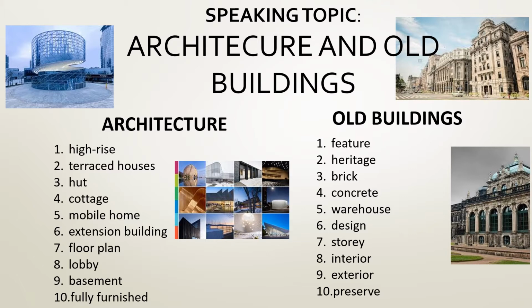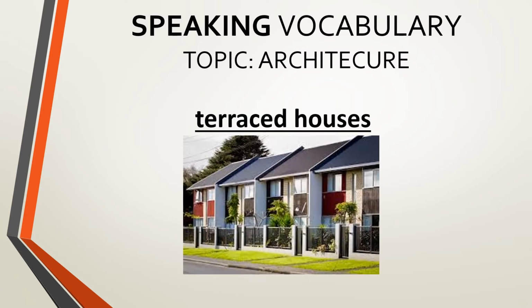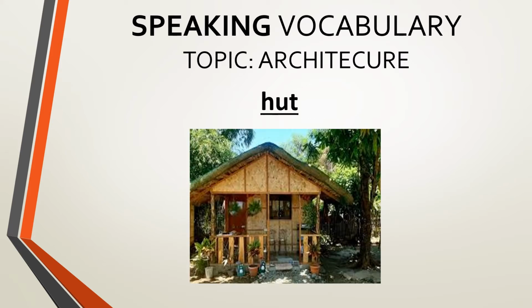Now let us take the first phrase, which is high-rise buildings. These buildings are also called skyscrapers, which have at least 50 floors or stories, and this is the opposite of a terraced house, which looks like this: houses that are attached to each other. Now a hut is a small accommodation built with wood materials and leaves or trees. We can find huts in remote places. For example, in my country we can find huts in some beach resorts where they offer overnight accommodation.